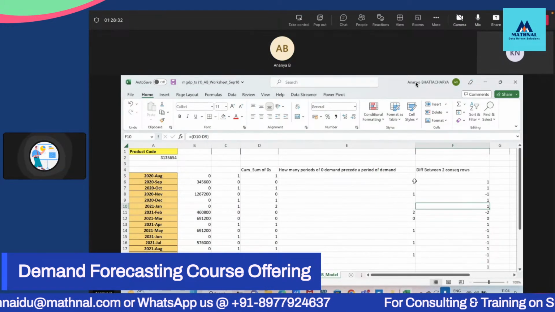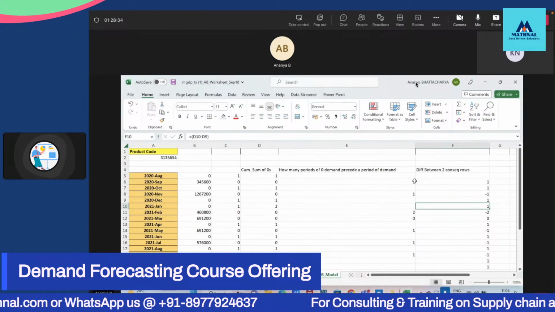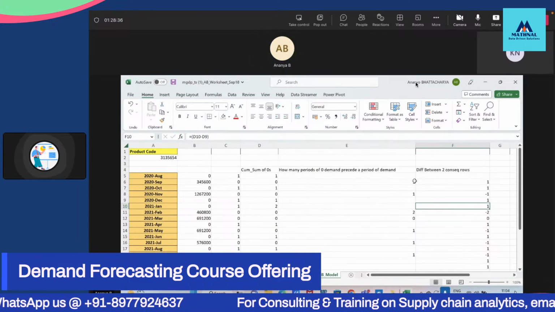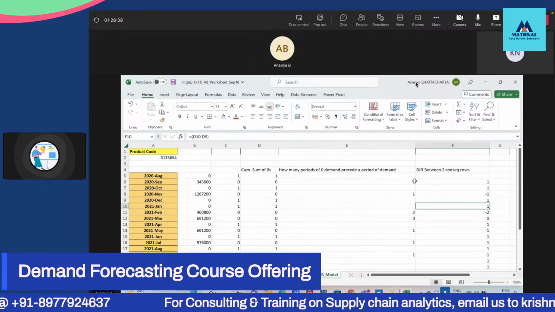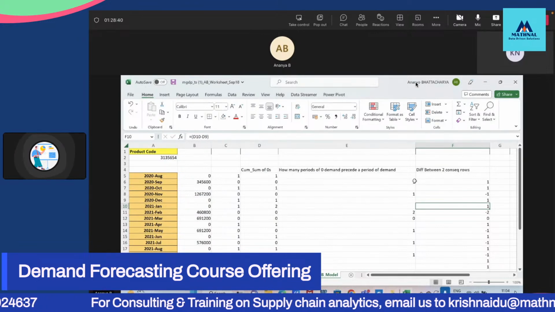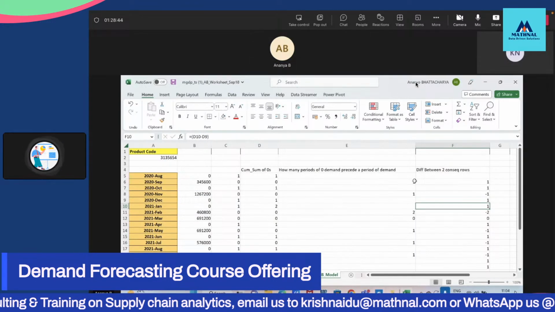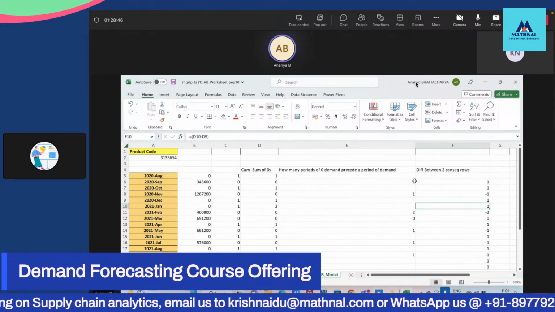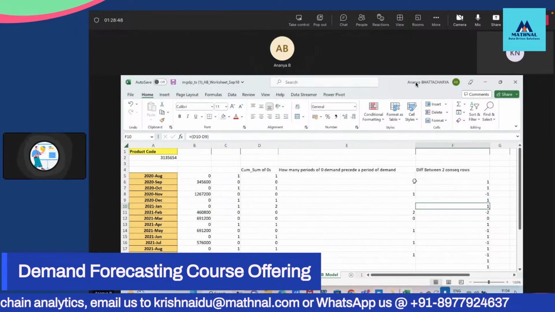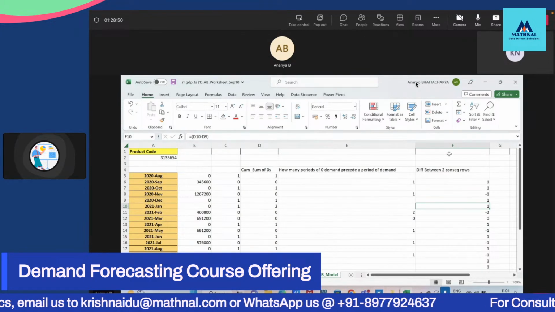If you want to go delta wise, if you want to keep deltas, then you will be able to understand how many periods I have to make a purchase for. So remove the column F. This column F is not required now.